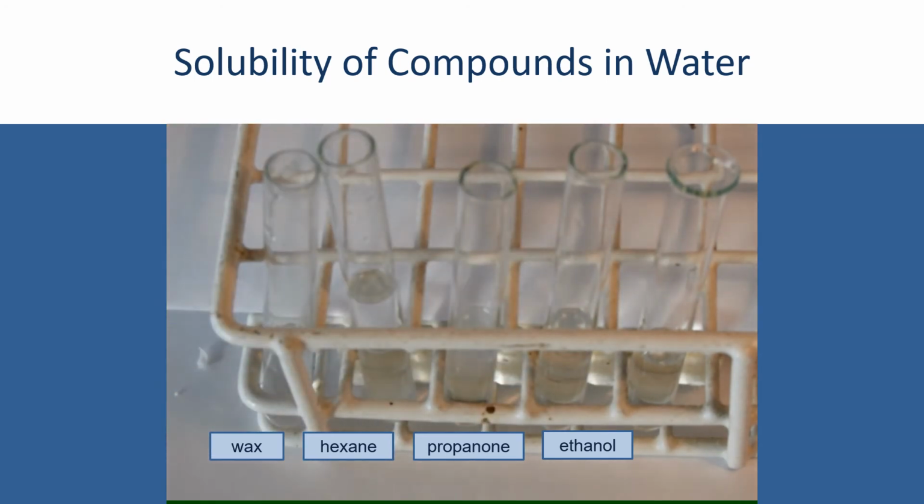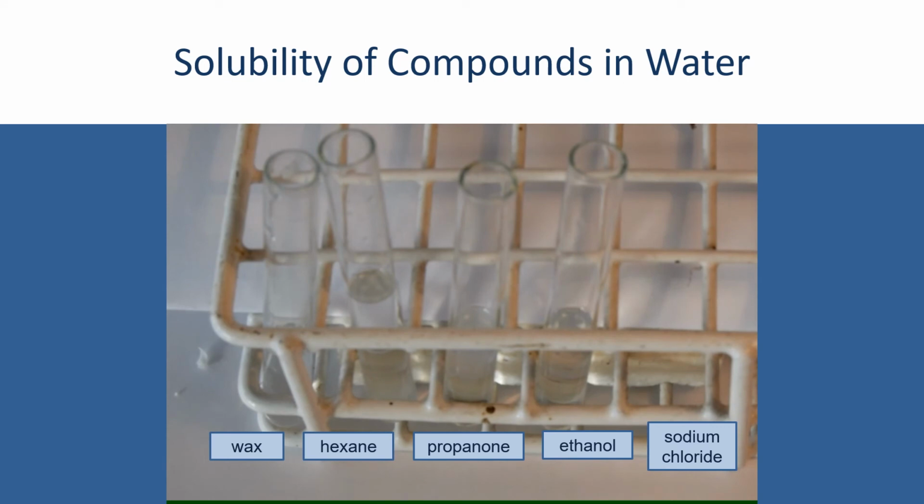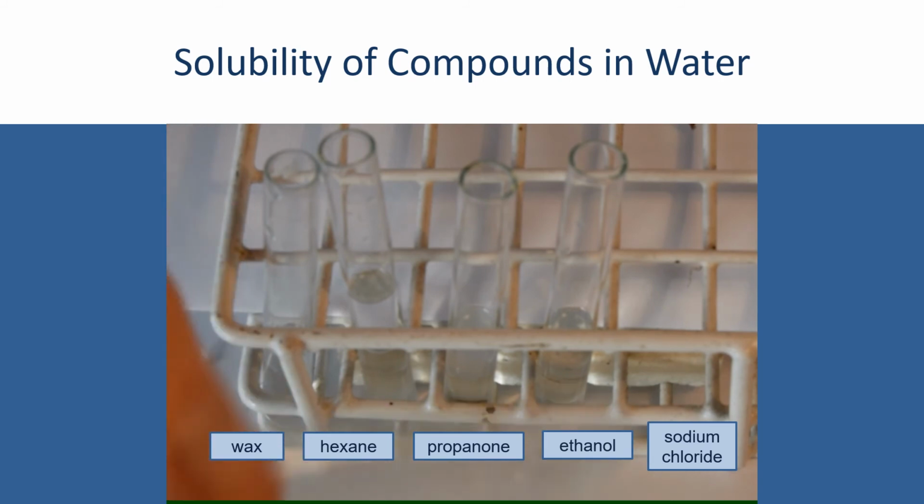Now finally, I want to look at some sodium chloride. Sodium chloride is an ionic compound, so I'll add some sodium chloride to the water. Give that a shake. We have to leave it a few seconds, but you will find that the sodium chloride is completely soluble in water. It's an ionic compound and it's soluble in water.